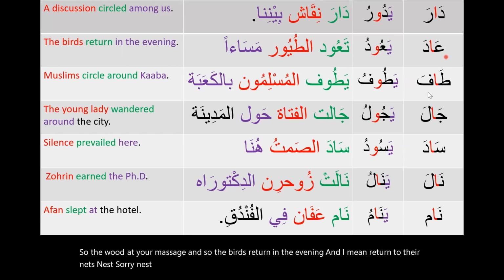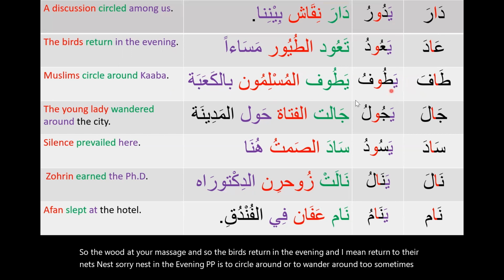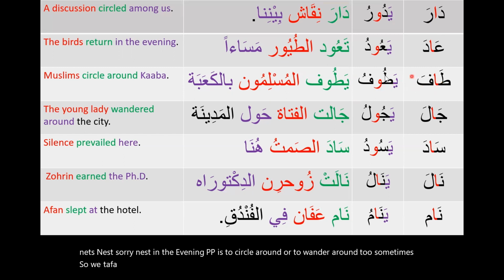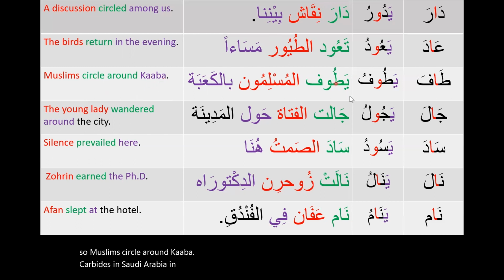طاف is to circle around or to wander around too sometimes. So طاف يطوف, and see here the alif is turned into a waw. يطوف المسلمون بالكعبة. So Muslims circle around the Kaaba, and the Kaaba is in Saudi Arabia, in Mecca. That's where Muslims do pilgrimage. So طاف يطوف is just to go around al-Kaaba.